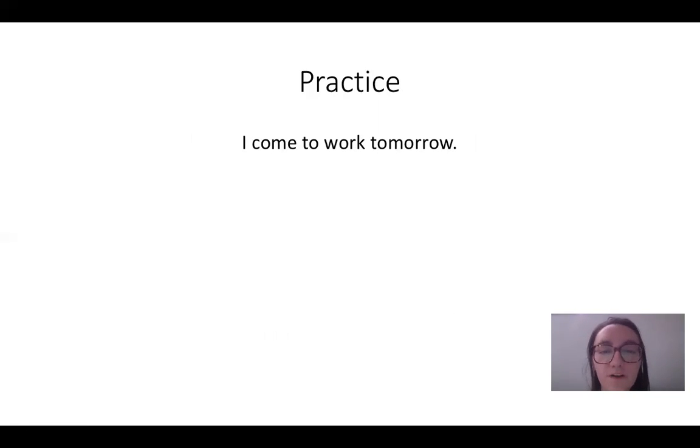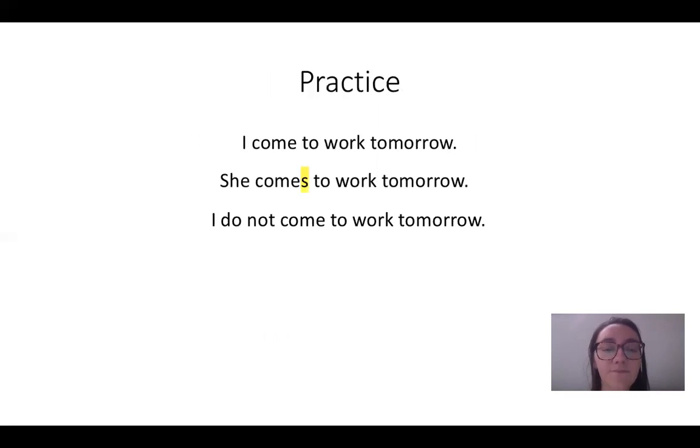So I come to work tomorrow. She comes to work tomorrow, right? We put the S at the end. I do not come to work tomorrow. That's putting the do not, right? So this part, I come to work tomorrow, we just have the simple present verb, and it says, I come to work tomorrow.